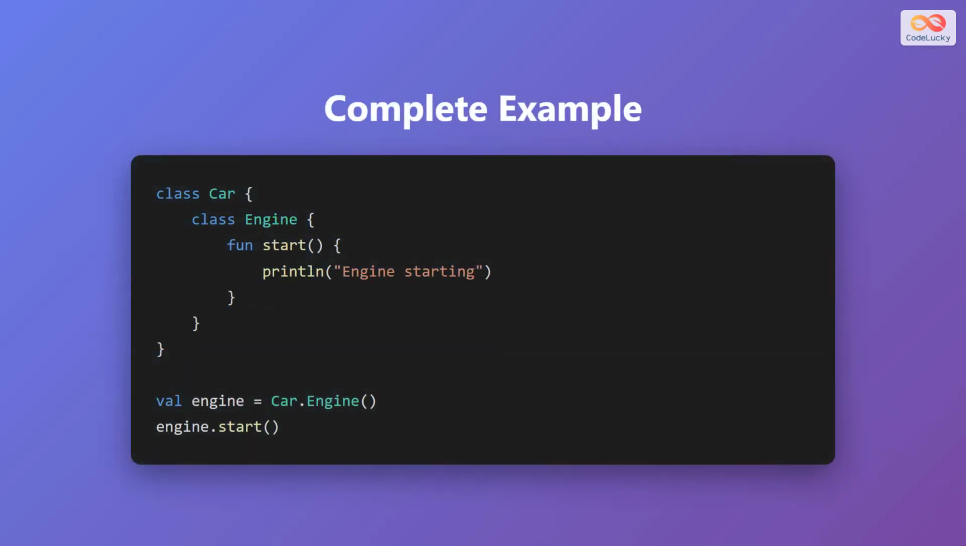Let's look at a practical example. Here we have a Car class with a nested Engine class. The Engine class has a start function that prints a message. To use it, we create an Engine instance using Car.Engine, then call the start method. This demonstrates how nested classes work independently.